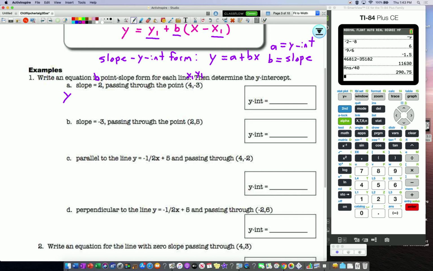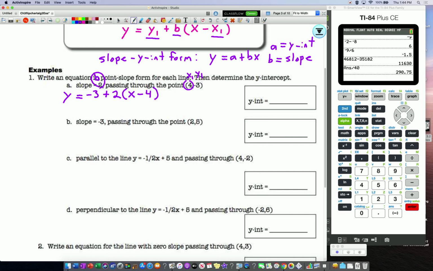So I go y equals, the y1 value is -3. So I go -3 plus my slope, which is 2. Then I have the x value minus the x1 value. So subtract 4. So I got my equation in point slope form.